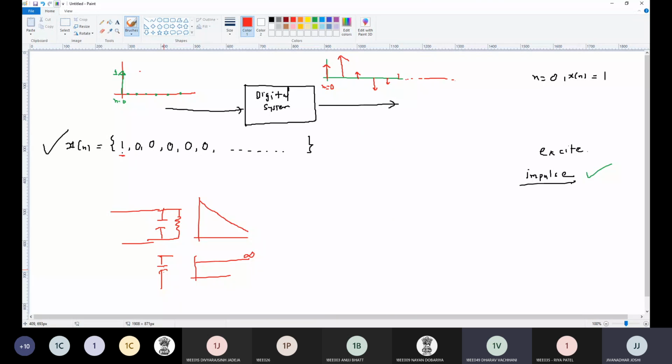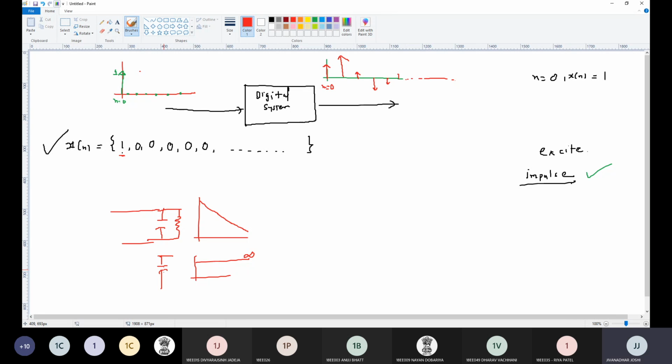Okay. Means, if the system has energy storage components, in other terms, if the system has differential terms, because capacitors and inductors are represented mathematically by differentiation terms, IC equal to C dV by dt, and similarly, E equal to L di by dt. So if the system has differential terms, it means it has energy storage components.